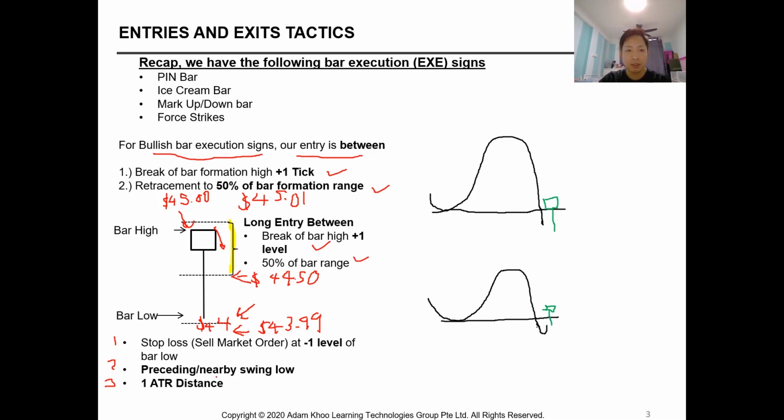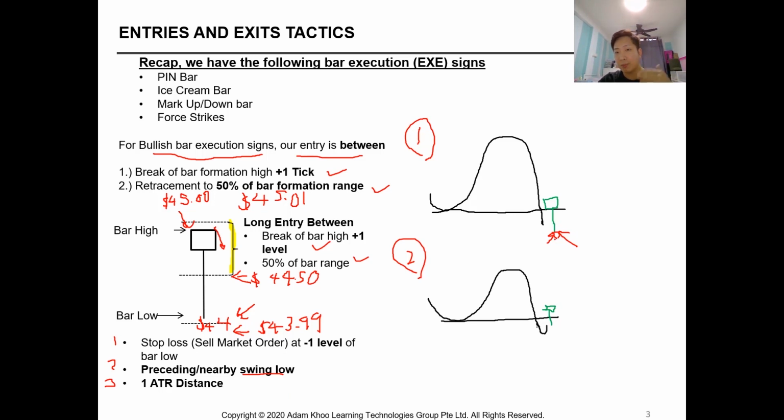Okay, so what's this preceding nearby swing low? So for example here, in scenario 1 and scenario 2, in scenario 1, the preceding nearby swing low will be the lowest point of the bar, and also the stop loss will be the -1 of the bar low, which is also the lowest point of the bullish pin bar. So the swing low and the lowest point of the bar is at the same spot in this scenario number 1.